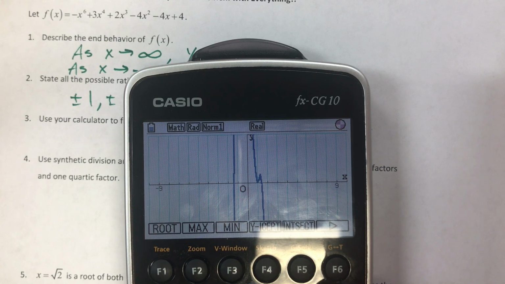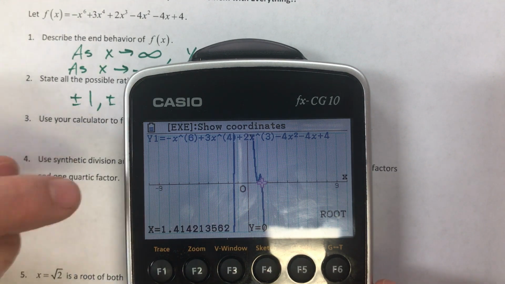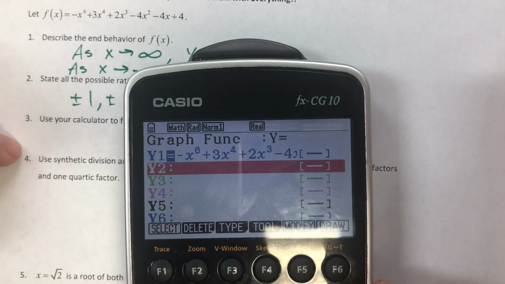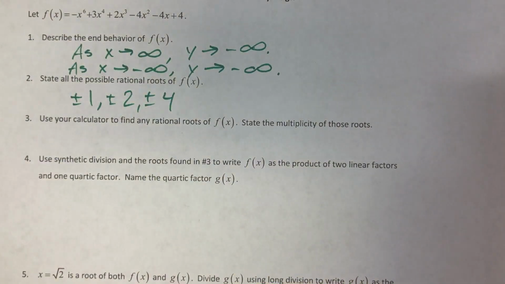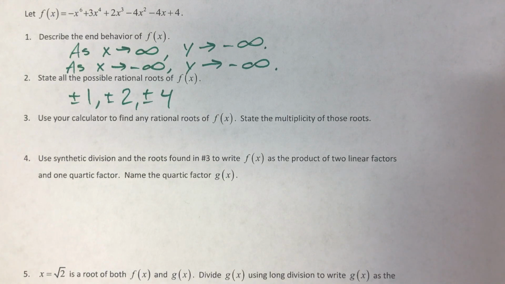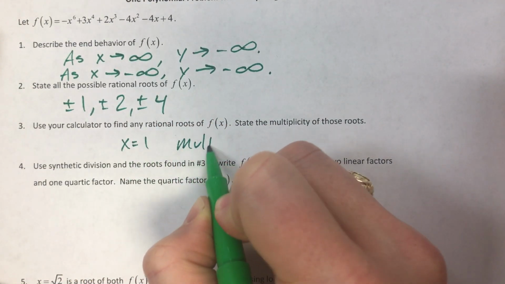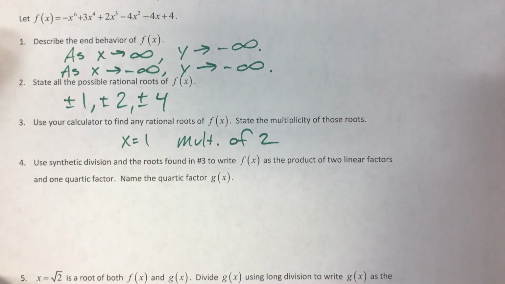Sorry, this is taking a moment. There's one that's gross; we'll find that in a second. We've got this other one over here at positive 1, and that looks like it's bouncing. And there's another one that's kind of gross. So we were asked to use your calculator to find any rational roots and state the multiplicities. We had a rational root when x equals 1, with a multiplicity of 2. And notice we had to zoom in to find it.